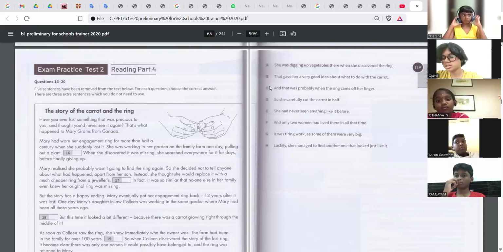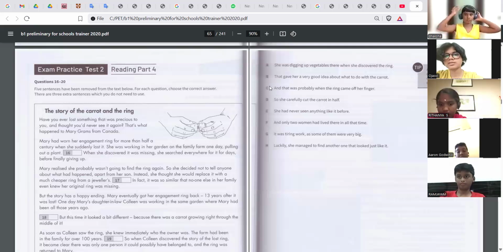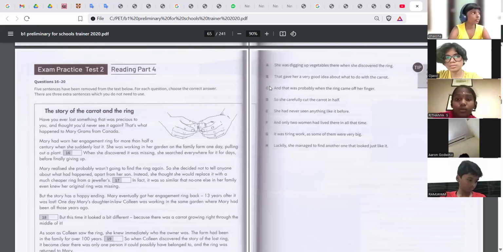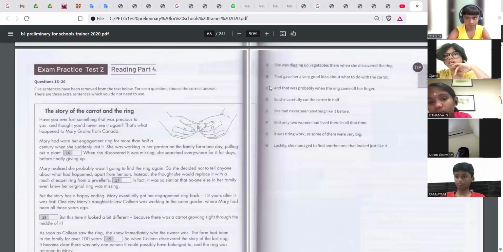Now look at this, Ojashvi. She was working in her garden on the family farm one day, pulling out a plant. When she discovered it was missing, she searched everywhere for it for days before finally giving up. So the time of loss, they are representing the time of loss inside the box. Can you give me the answer for 16? I wrote C, sir. You are correct.